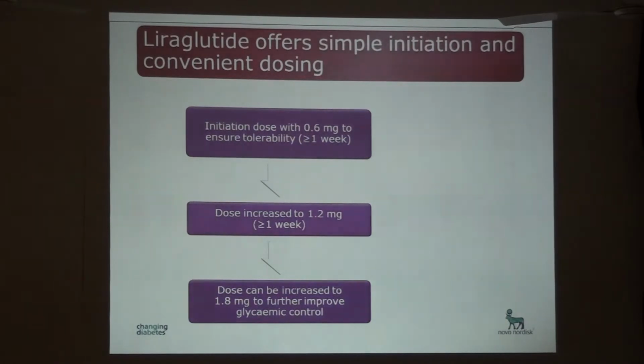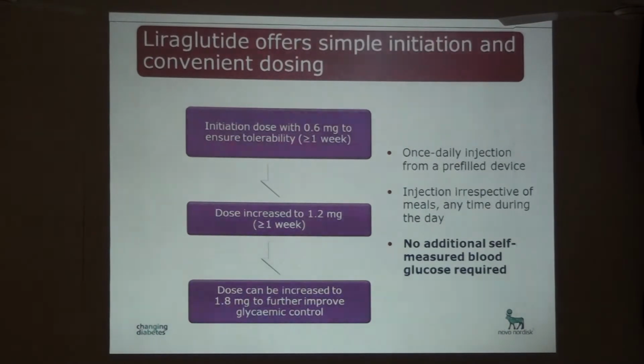In the Indian setting, let me tell you, 1.2 mg works pretty much fine. You do not need, in most cases, to up-titrate it to 1.8 mg. Most physicians I talk to have good results with 1.2 mg, but there is scope in resistant patients who are quite morbidly obese with high PPG levels, high fasting levels, high HbA1c. You can take it up to 1.8 mg as well. As I've told you, it's available in a pre-filled device, and you can give the injection irrespective of meals at any time of the day.